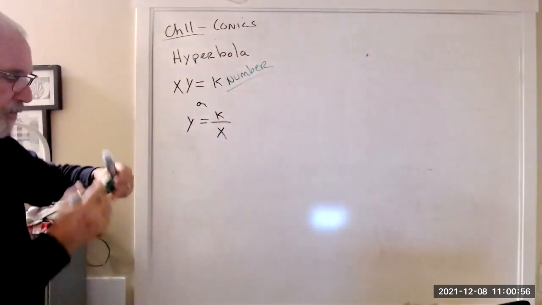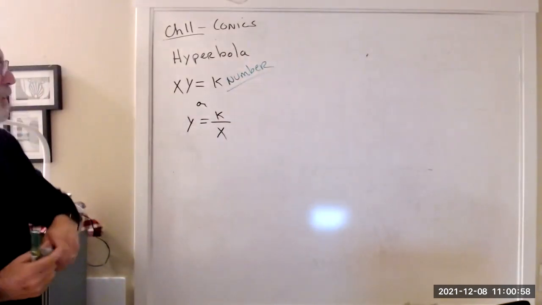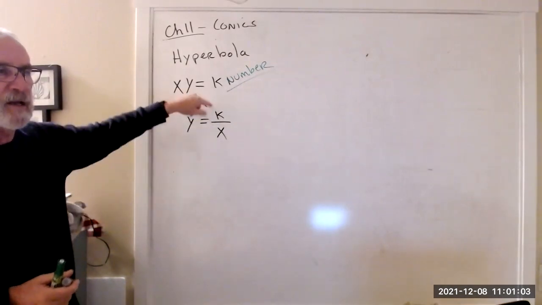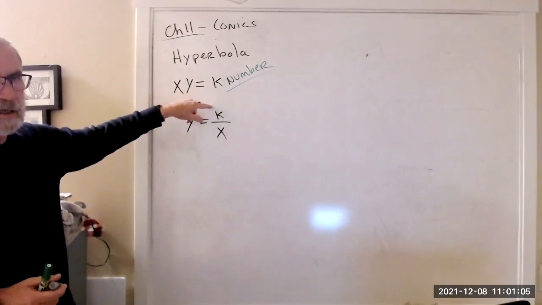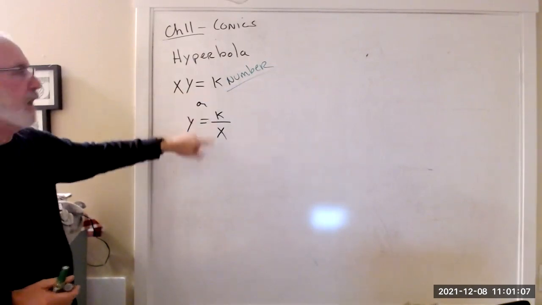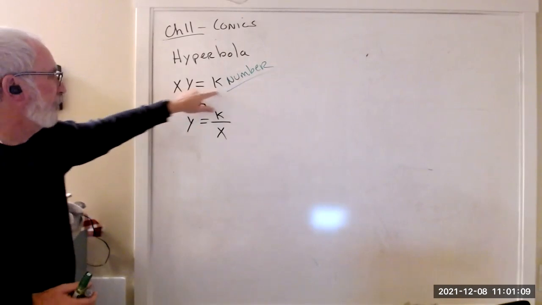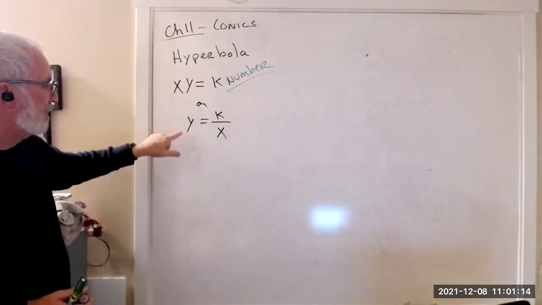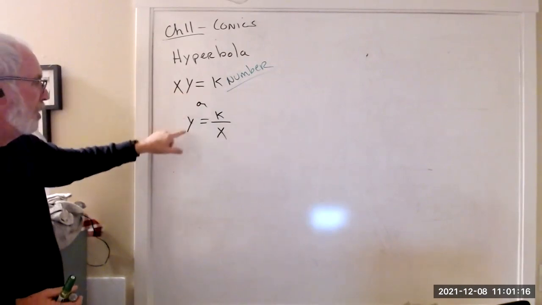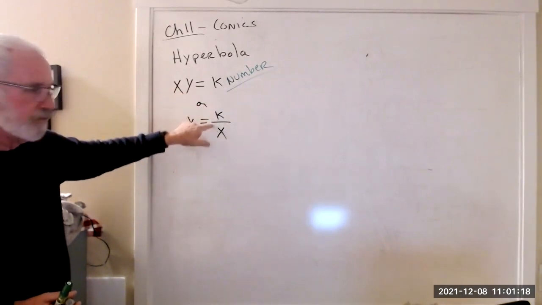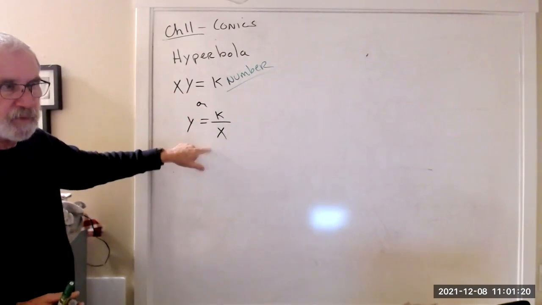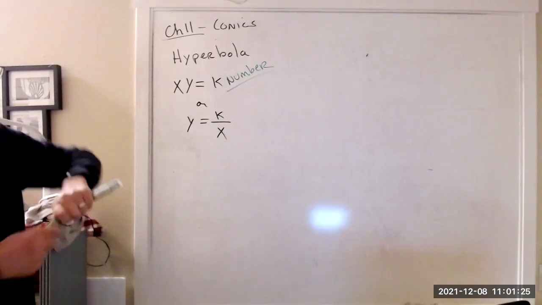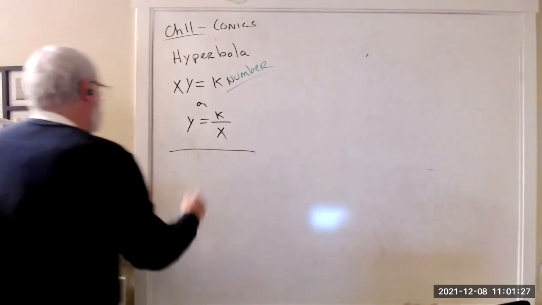I'll show you an example. So you might see it this way. Notice in this case, the x is dividing into the k. Okay, so it's seen either this way as x times y equals k, or sometimes it's seen this way: solve for y, get y alone, y equals some number divided by x. All right, I'll show you how you do it. It's really, really simple.